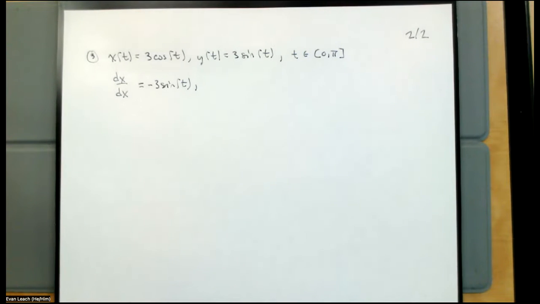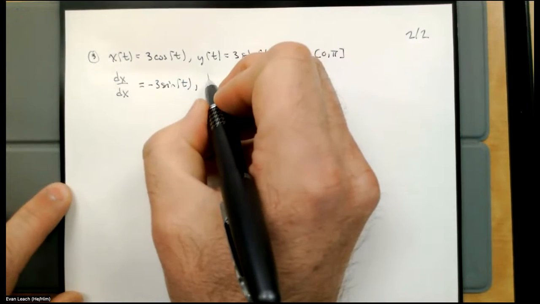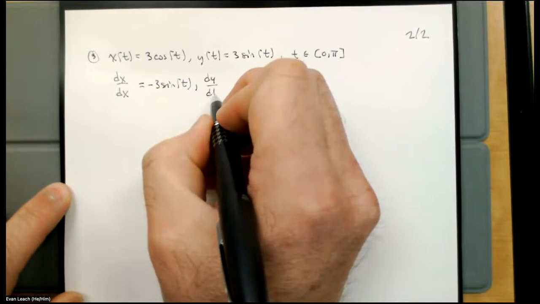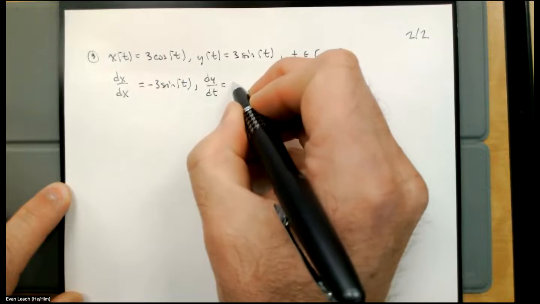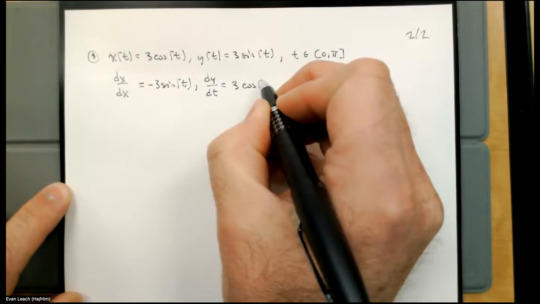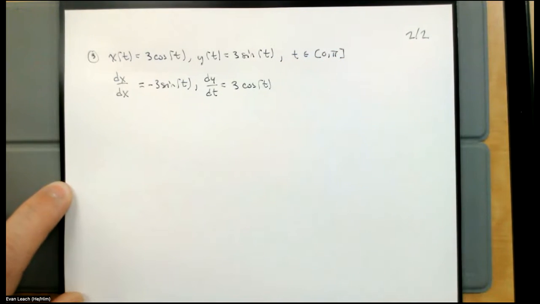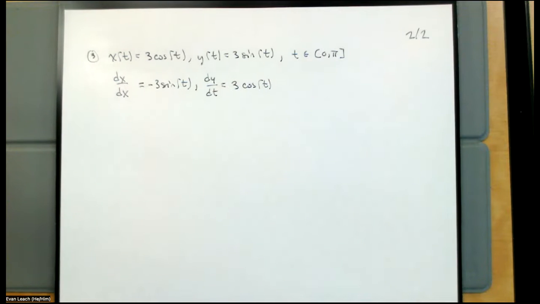Now, y of t is 3 sine of t. We could take the derivative there, which we should, because we're playing the equation of the tangent line game. We need the slope, but the slope is dy dx, and our derivative here is dy dt. Derivative of sine is cosine. So we take the derivatives like normal.